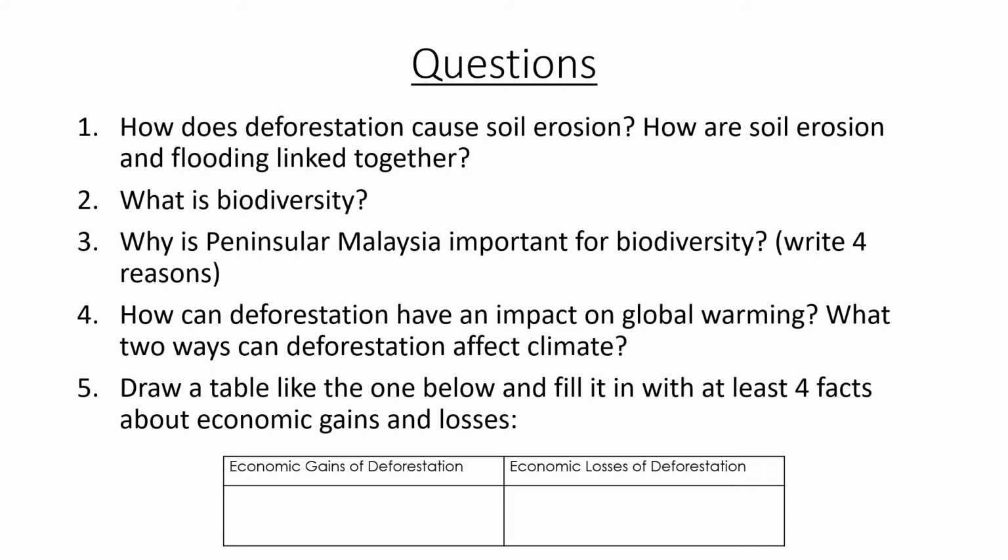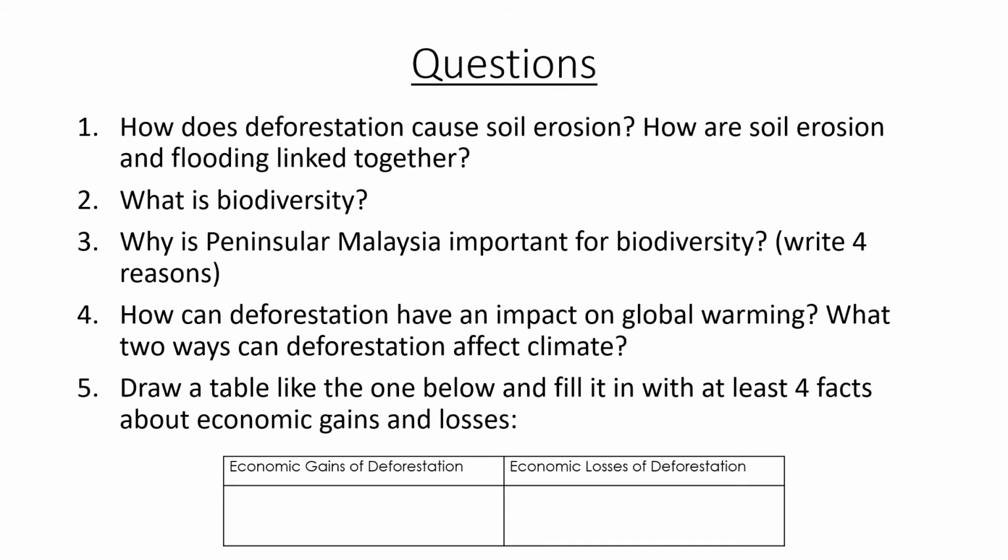And then question 3 is all about the kind of like mini case study that you've got about the Main Range Peninsula in Malaysia. And I want you to try and find 4 reasons why this area is important for biodiversity, and then write them down, please.